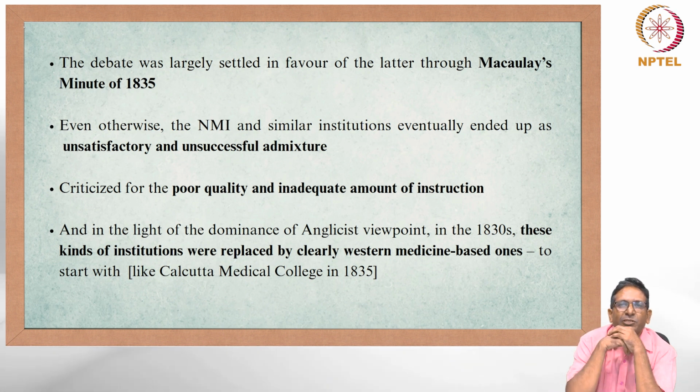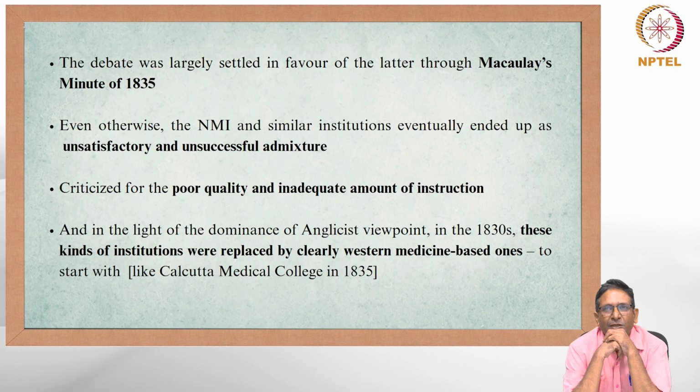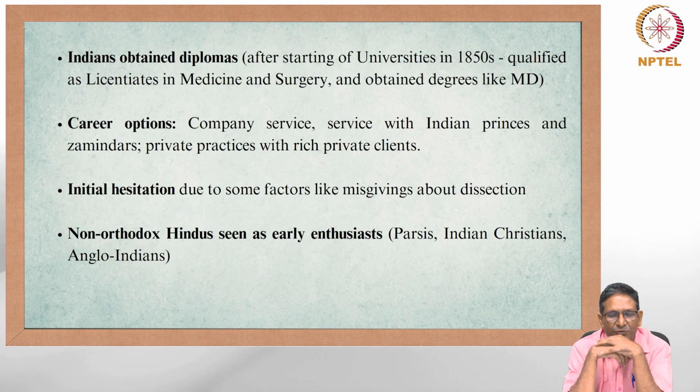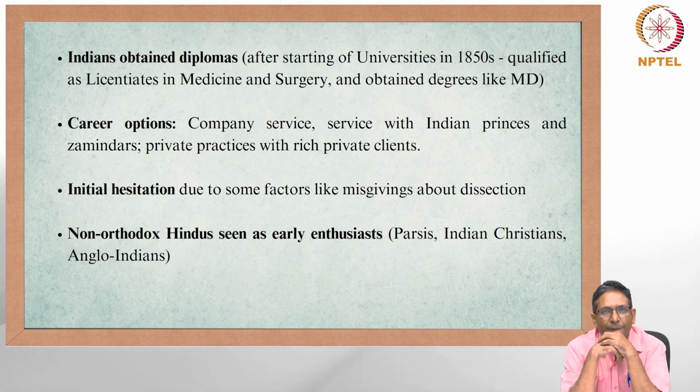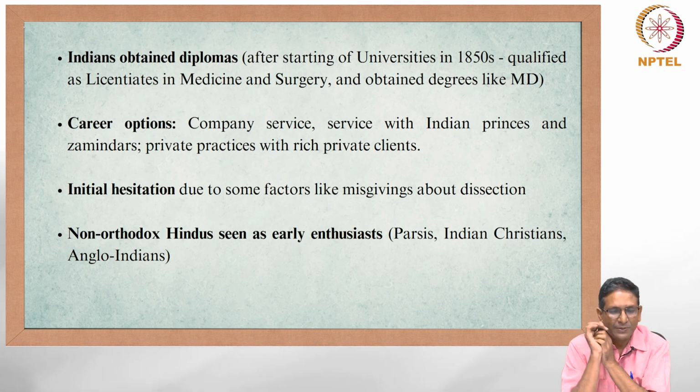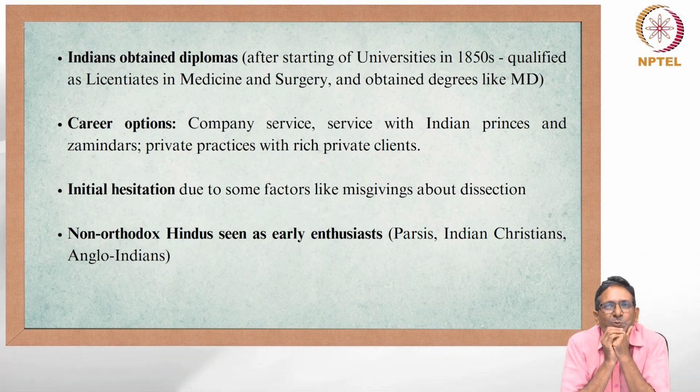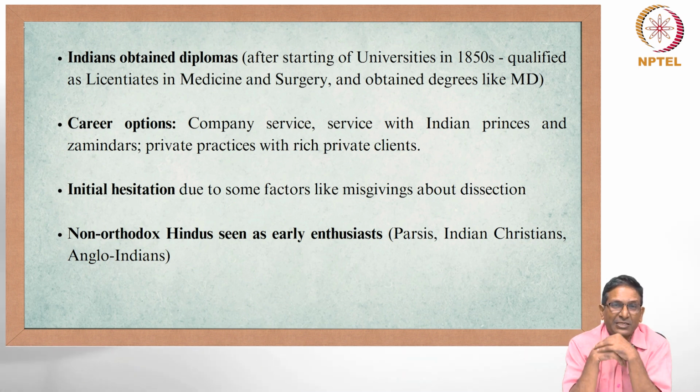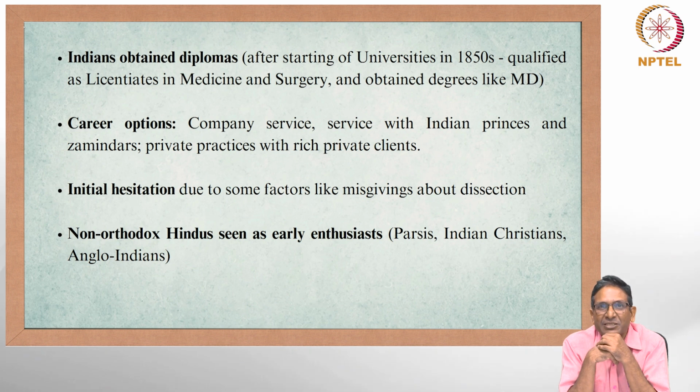In these kinds of institutions, Indians obtained diplomas to start with, but once universities were started in the 1850s, students received a licentiate in medicine and surgery, LMS, and even obtained degrees like MD, Doctor of Medicine. What were the kind of career options open to them? Of course, one direct one was company service. Of course, we always have to bear in mind there were still elements of racism, all kinds of racial barriers, but still that was one opening available.